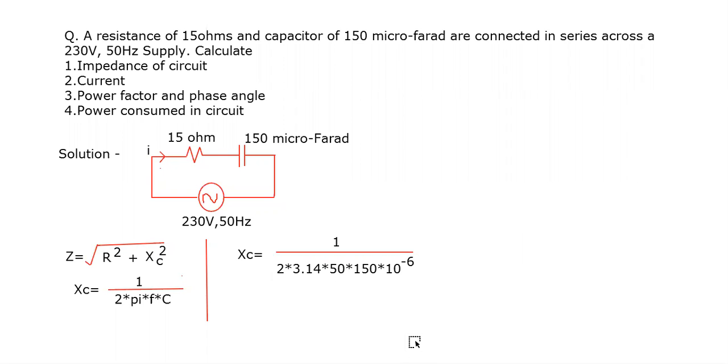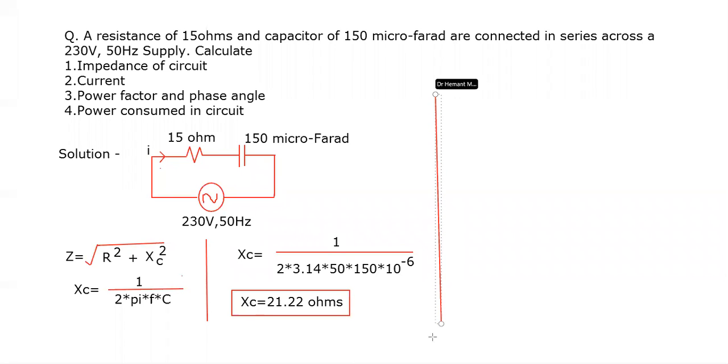And the values. By solving this, the value of XC obtained is 21.22 ohms. Okay, because in C the unit was farad, but in XC the unit is ohms. Now for Z, let us move ahead.